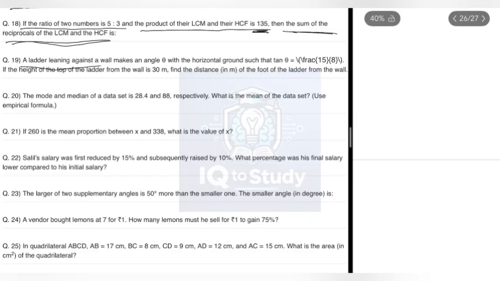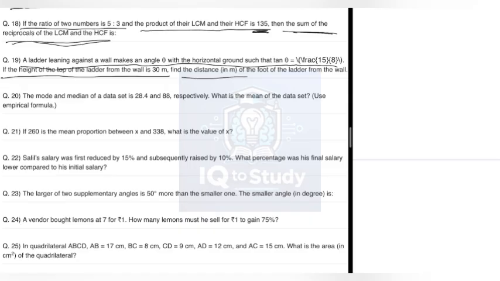A ladder leaning against a wall makes an angle theta with the horizontal ground such that tan theta is equal to 15/8. If the height of the top of the ladder from the ground is 30 meters, find the distance of the foot of the ladder from the wall.